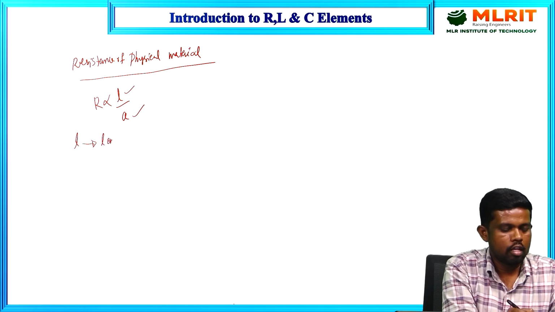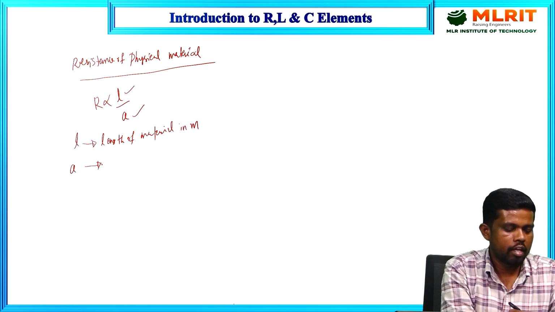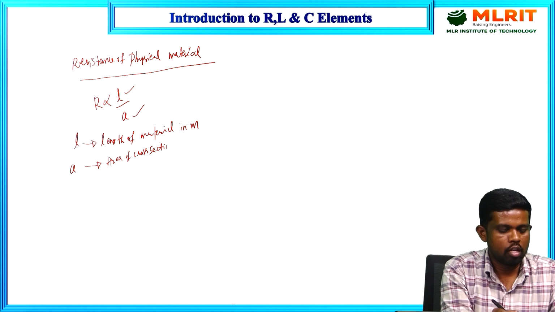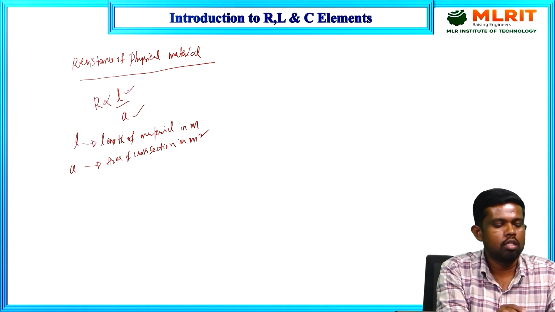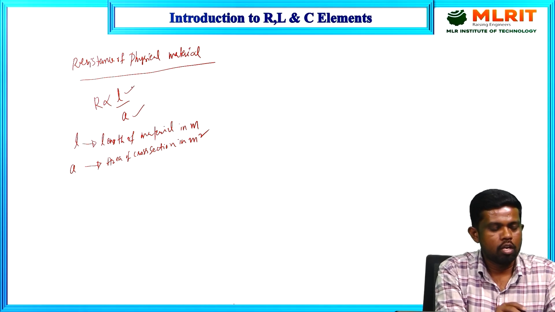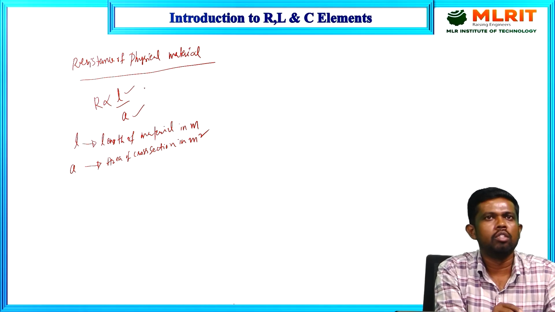L is the length of the material, in terms of meters. A is the net cross sectional area of the material, that is the area of cross section of the same material in terms of meter square. So these two parameters affect the resistance of the material. The length of the material can change the resistance value, and the area of cross section can also change the resistance value.